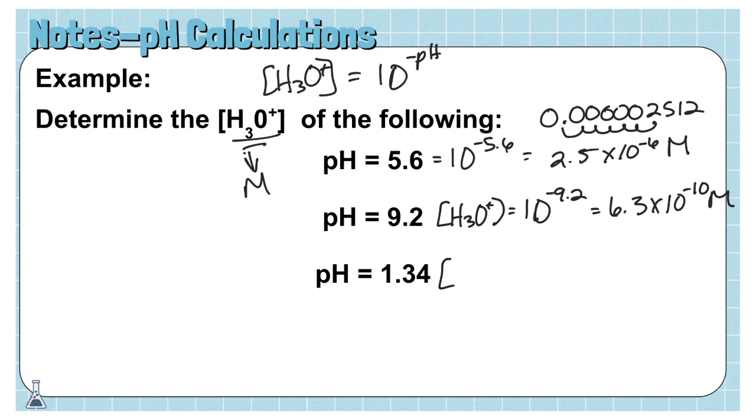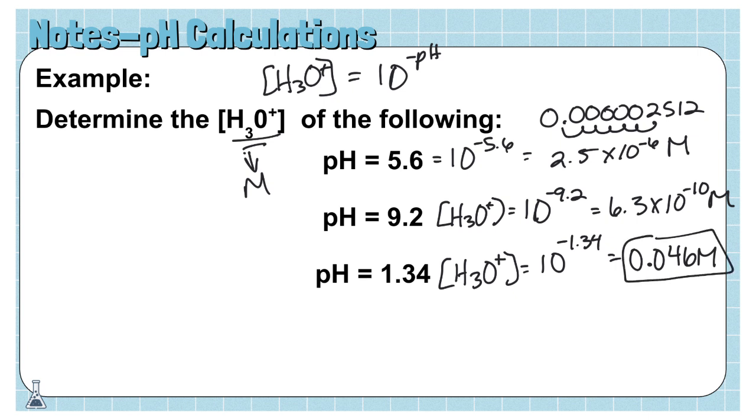And pH of 1.34. My hydronium ion concentration then is going to be 10 to the negative 1.34. And if I put that in my calculator, I forgot the negative button. It was way too big. I get 0.046 molar for that one. So not difficult, you're just using some different math than you've used. It's not multiplying and dividing, we're just using a different type of math.